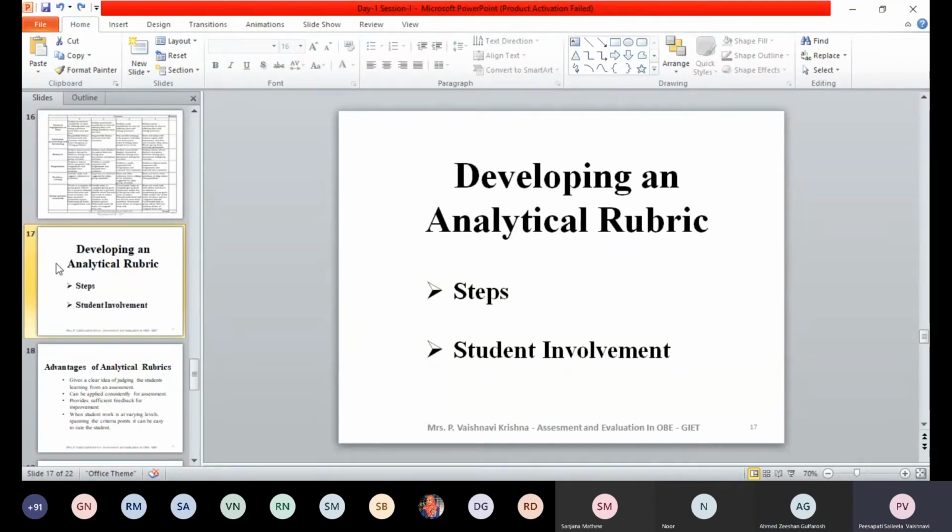Okay. And now, so developing an analytical rubric. How is that you develop an analytical rubric? So by now, all of you are much clear in knowing what are the different components of your rubric. Okay, so you have a criteria, then you have a quality parameter which will judge, then you have a quality descriptor. Okay, so these are your components. You need to frame these components in a proper way. That is your developing analytical rubric. That is what is the development.